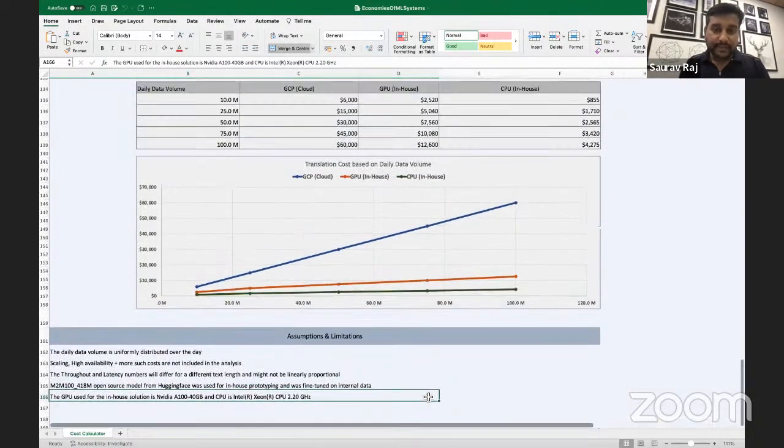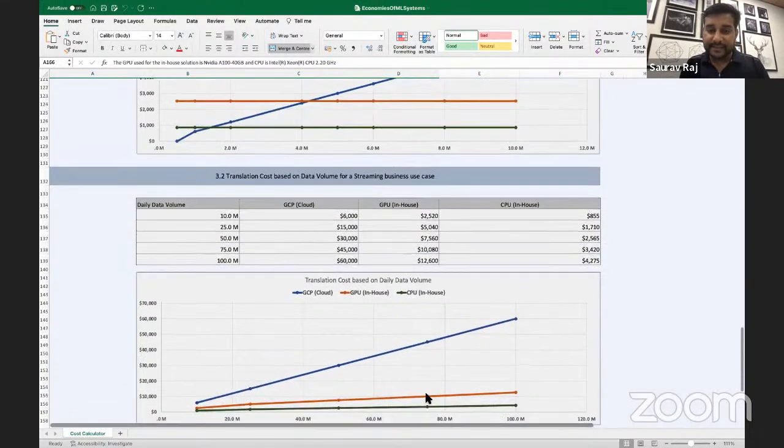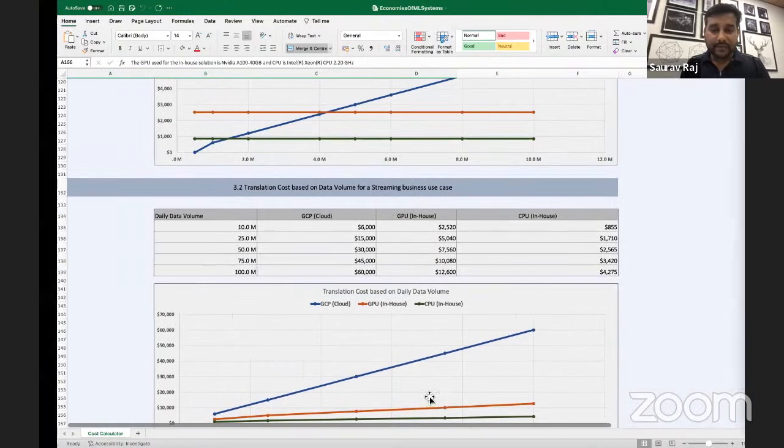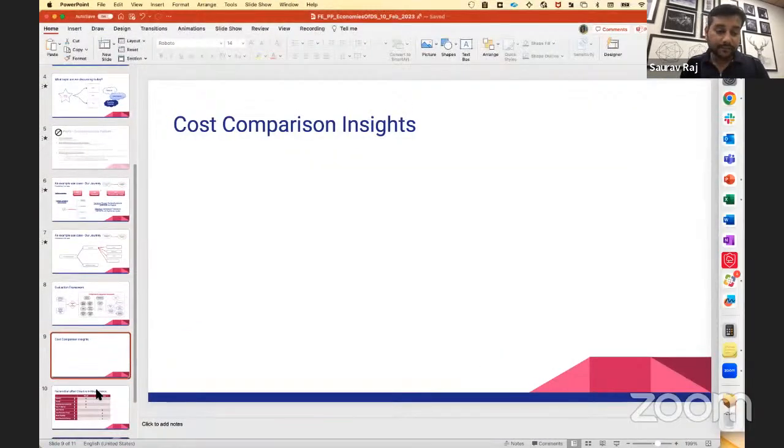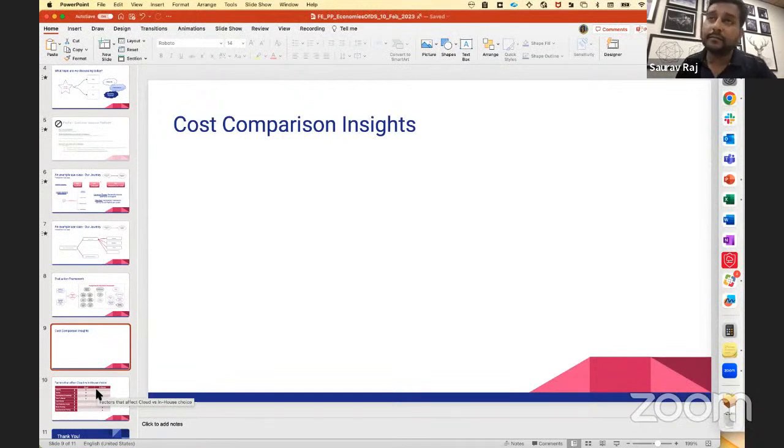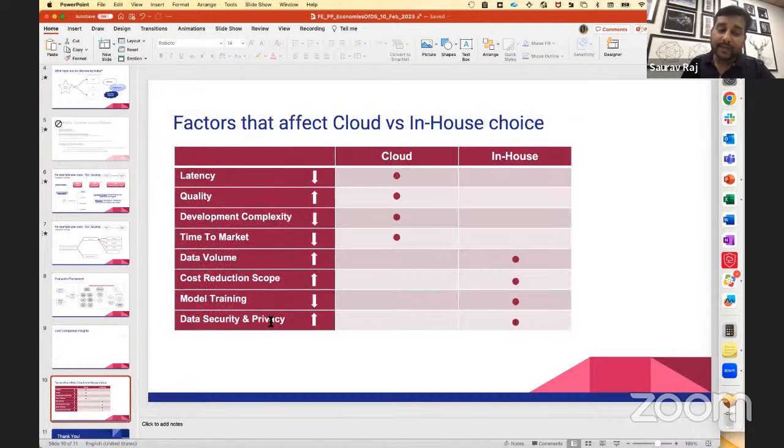Okay, so that is about the cost trends and the insights. Next, I'll go to one last slide, which talks about the various factors with which we can decide whether to go with in-house or a cloud. Right now, we only saw cost as the main factor, but apart from cost, there are many such factors which can affect your choice, such as latency, quality, time to market, and volume. Let's go through these factors one by one.